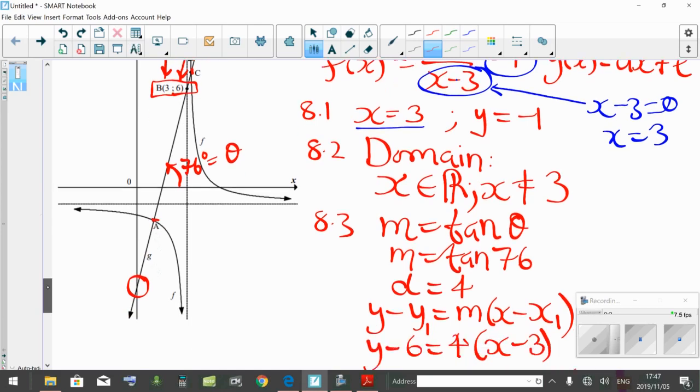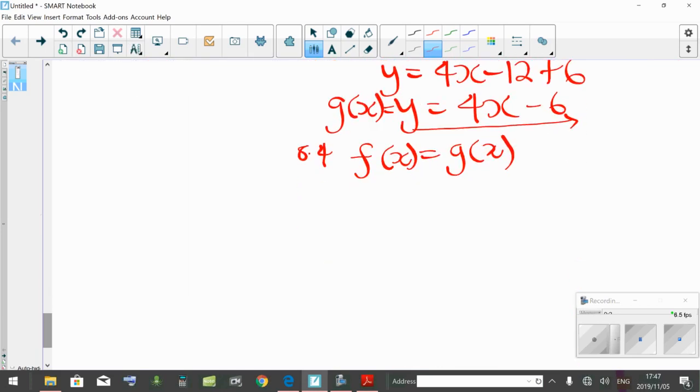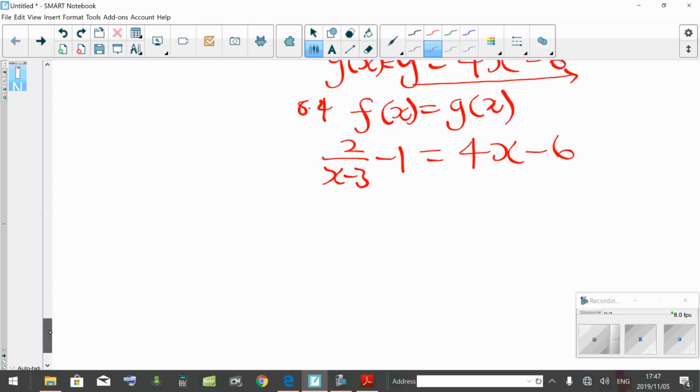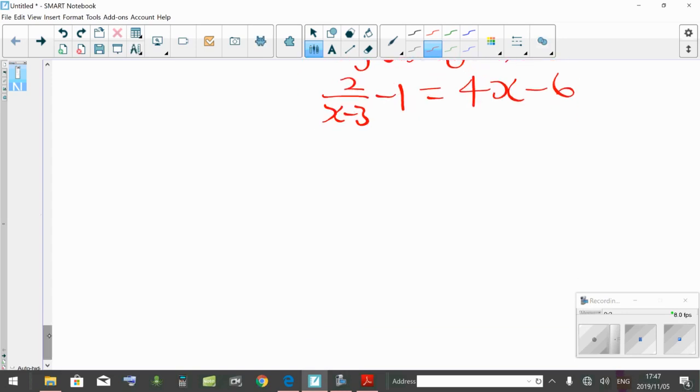Right, we have 2 over x minus 3 minus 1 is equal to g of x, which is 4x minus 6. Now we need to solve this algebraic equation. This is fun. Alright, so we will obviously start by multiplying each term by the LCD. And when I do that, I'm going to end up with this.